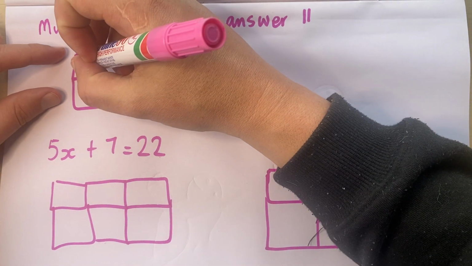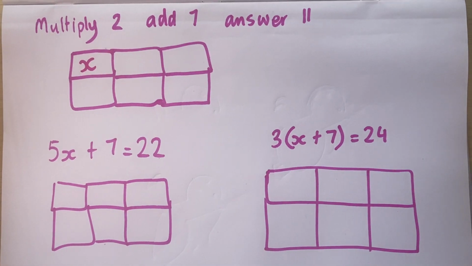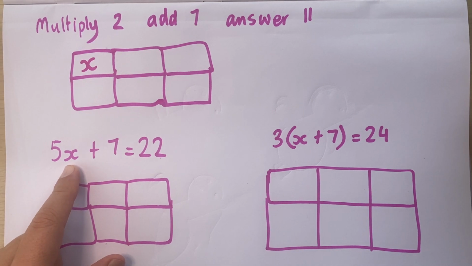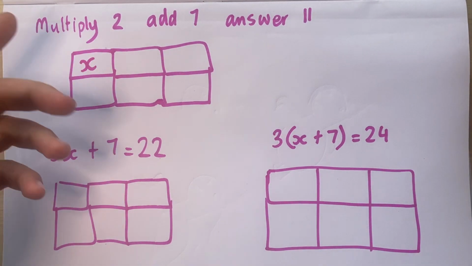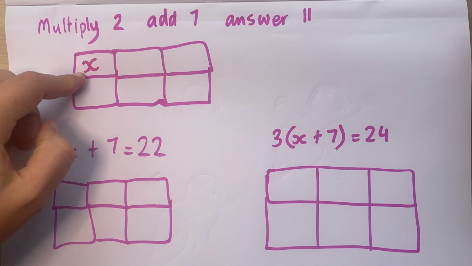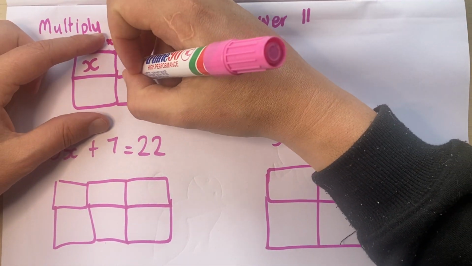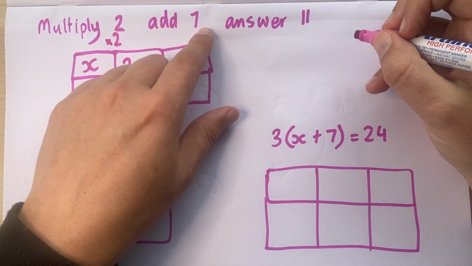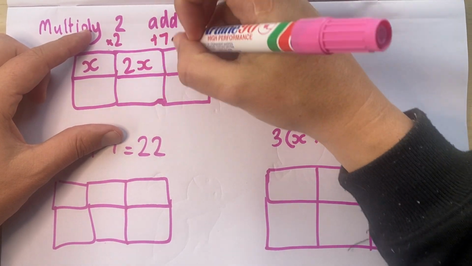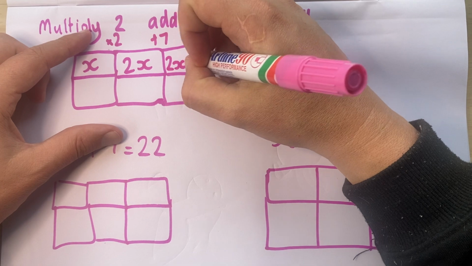So we still need our unknowns. We'll make that x. If it's given in the question, that's great. But if it's not given, just make up your own letter. So x, the first step is multiply by 2, and that becomes 2x. And then we add 7, so that's 2x plus 7.